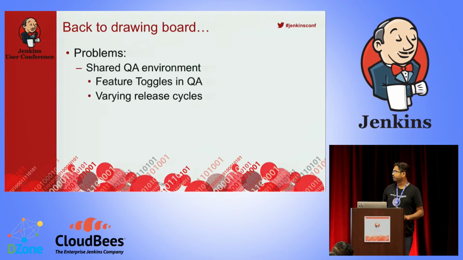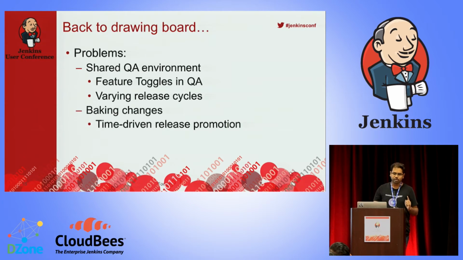Problem number 1, the QA environment was shared. Also, given the complexity of mail, sometimes not all features tend to release at the same time, so they had varying release cycles. And also there were several downstreams. For example, front-end tends to release more frequently, web service a little bit less, maybe twice a week or so. So that was problem number 1.